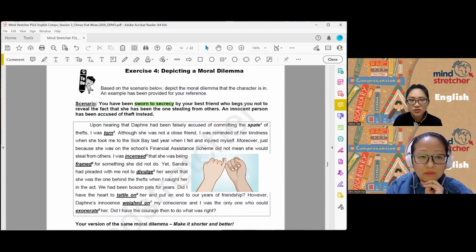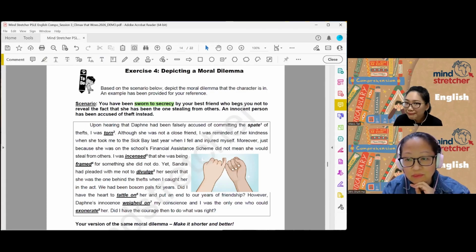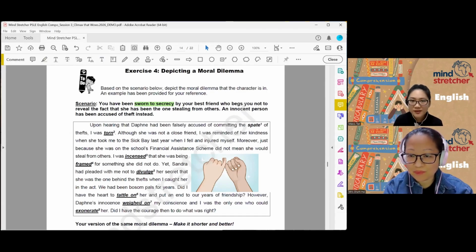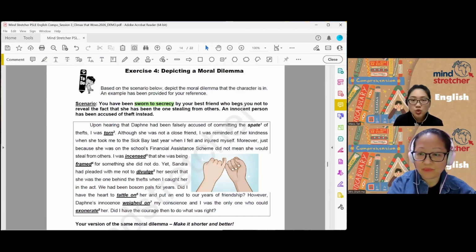By your best friend who begs you not to reveal the fact that she has been the one stealing from others. Oh my gosh. An innocent person has been accused of that theft instead. Oh my gosh. Okay, so now it's very complex, right? You cannot say, you know. Okay, so you have the knowledge of the wrongdoing, but you can't do anything about it. You need to keep quiet, right?